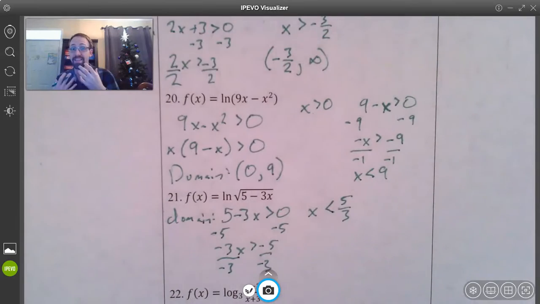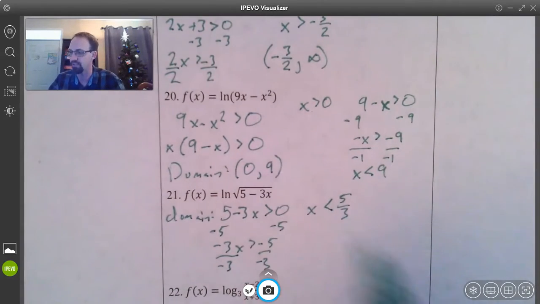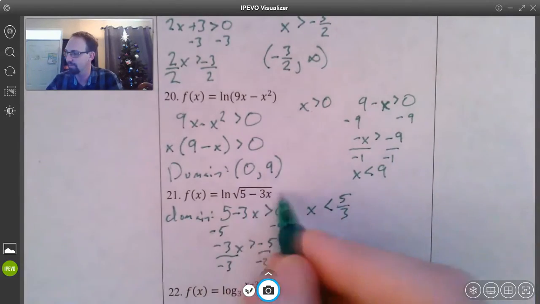So that is it. You don't have to carry on more with the domain issue, because this is the part that's essentially inside the parentheses for the natural log.